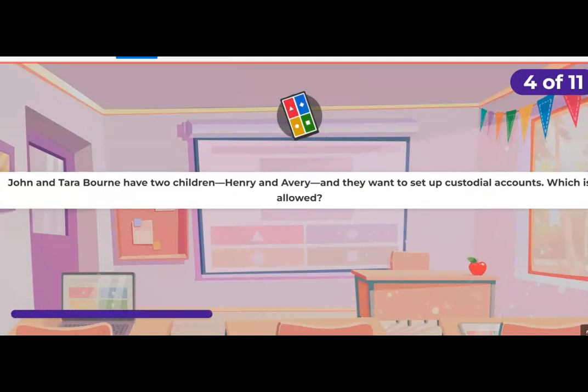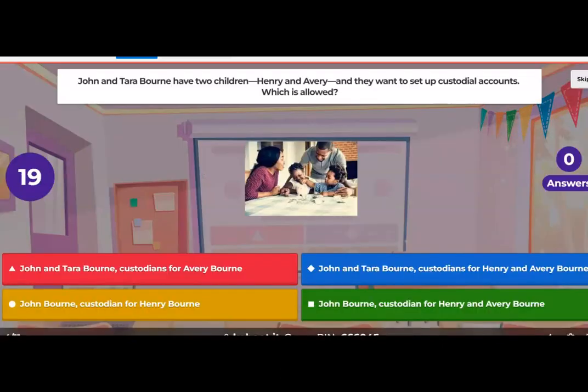John and Tara Bourne have two children, Henry and Avery, and they want to set up custodial accounts. Which is allowed? A. John and Tara Bourne, custodians for Henry and Avery Bourne. C. John Bourne, custodian for Henry Bourne. D. John Bourne, custodian for Avery Bourne.